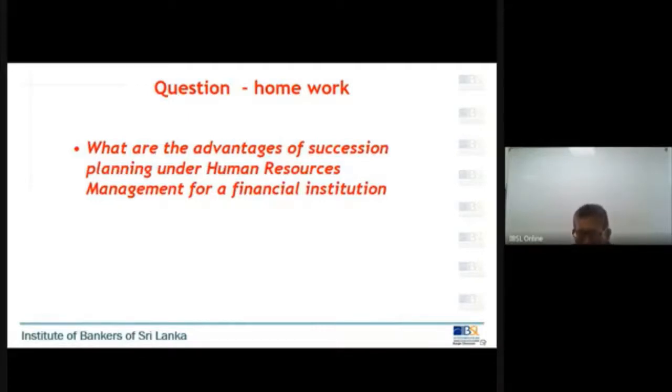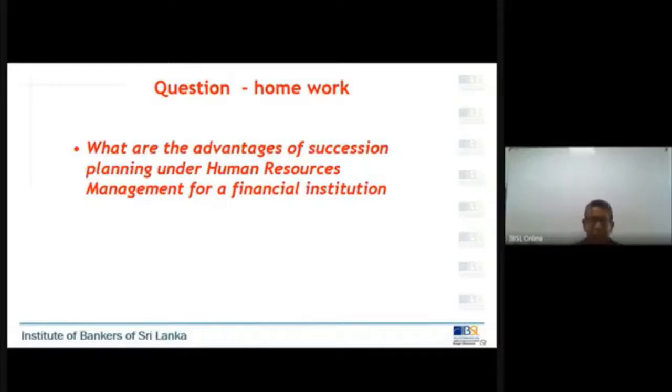What do you think may be the disadvantages of succession planning? One is insularity. Insularity. So what do you mean by that? It means that by promoting your internal people, you may lose a talented outside person to do that job. So that's a disadvantage, right?